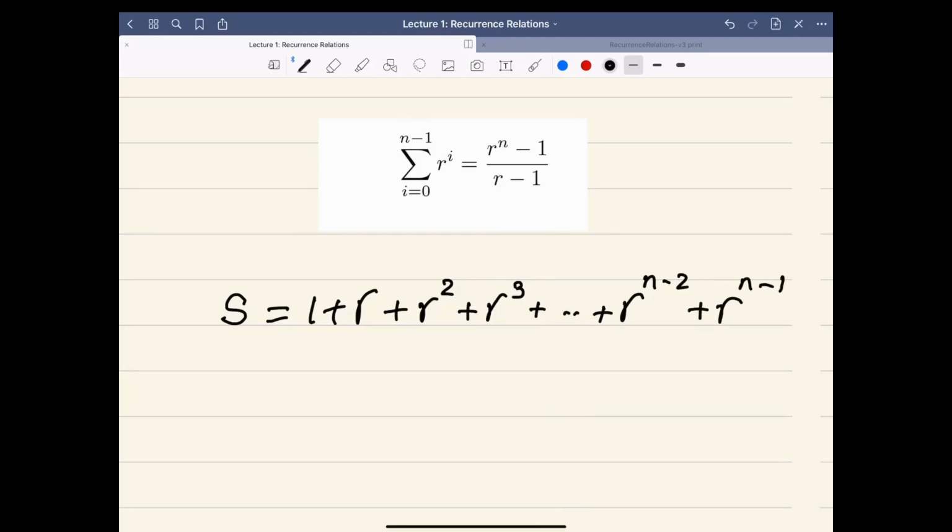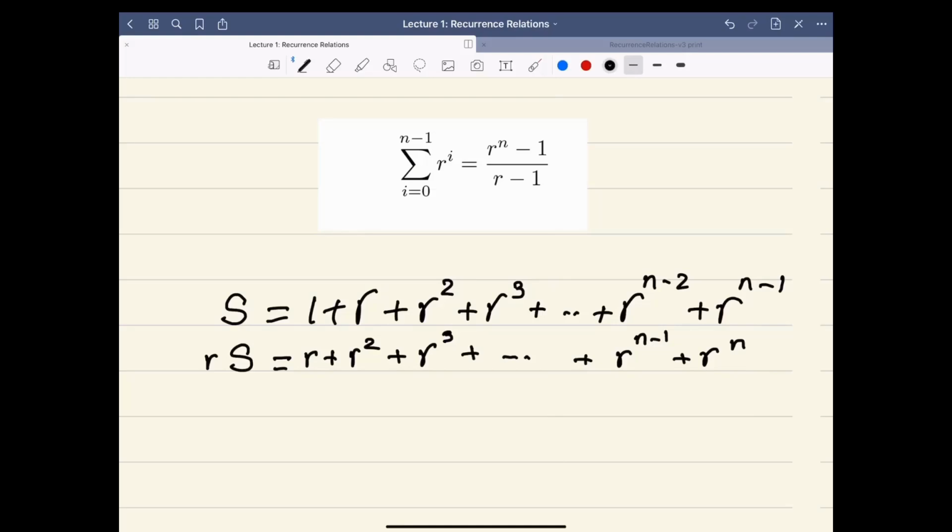Now multiply S by r. So we will have a shifting of the terms. 1 multiplied by r is r. r multiplied by r is r squared. r squared multiplied by r is r cubed. And it continues. And remember that the last one will be r^n, because r^(n-1) multiplied by r will be r^n.